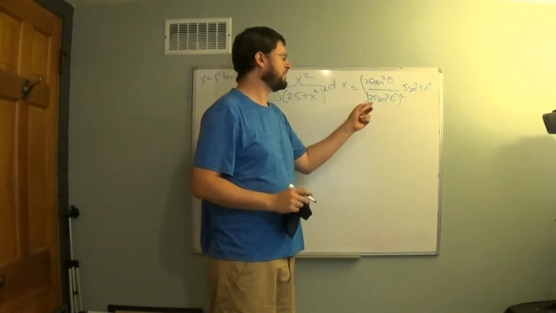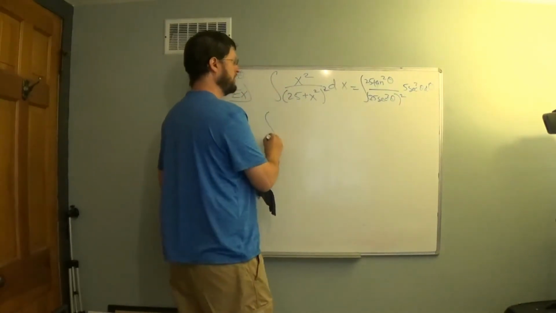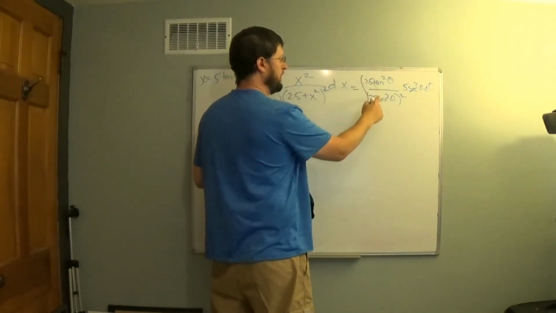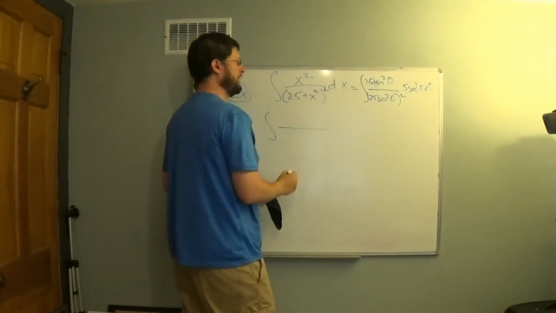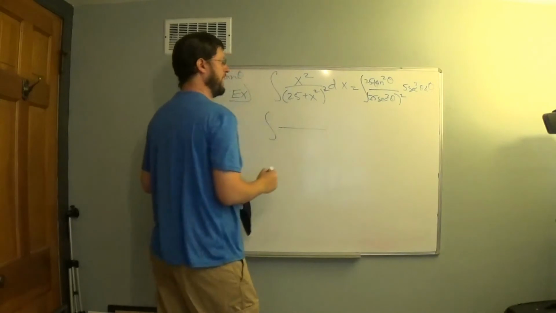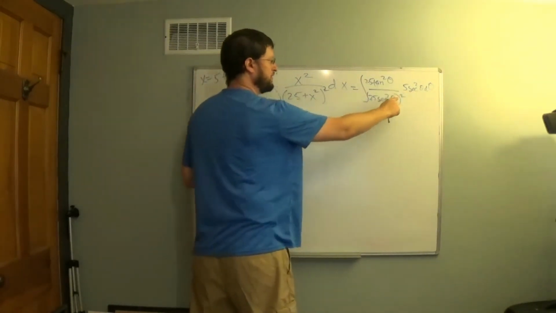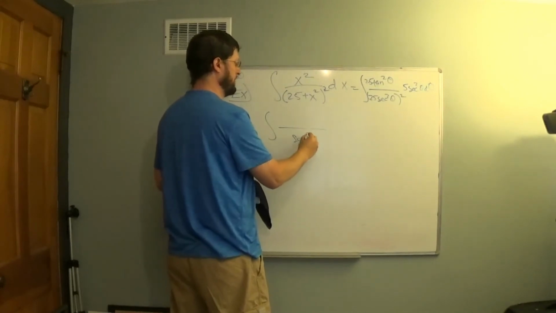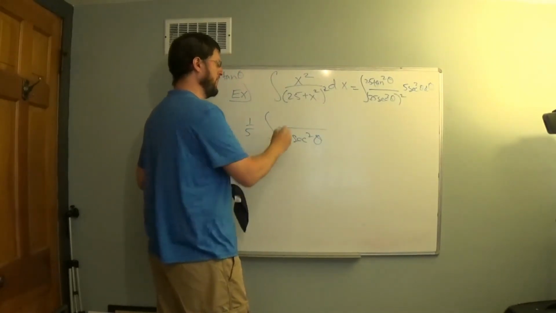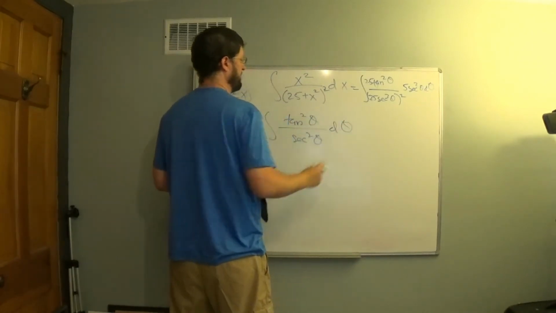If we look at our integral, the secant squared will cancel with 2 of the secant squareds. This 25 will cancel with 1 of those 25s. So that leaves me with a 5 and a 25, which is a 1 over 5. The secant squared cancels with 1 set of secant squareds, leaving me with a secant squared in the denominator and a tangent squared in the numerator.